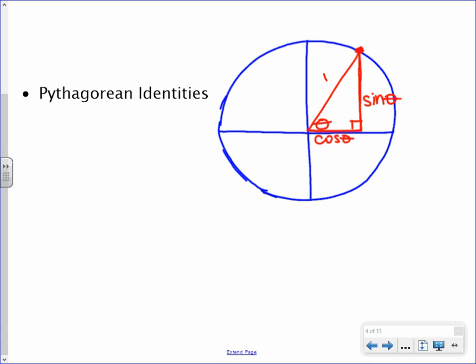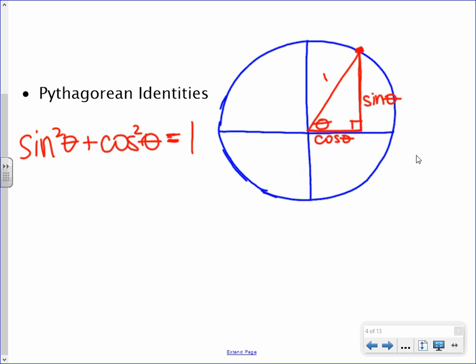Okay? So using the Pythagorean theorem, side squared plus side squared equals hypotenuse squared. Write that down. This is the first Pythagorean identity. There's going to be 3 of them.